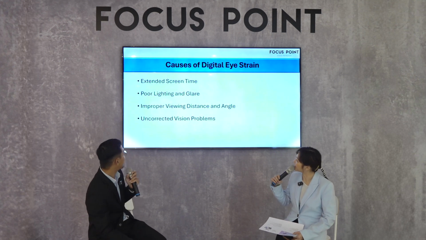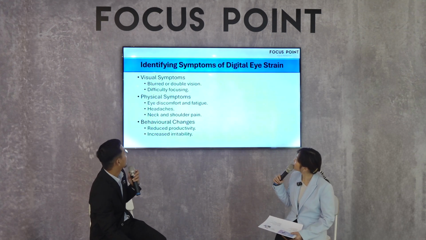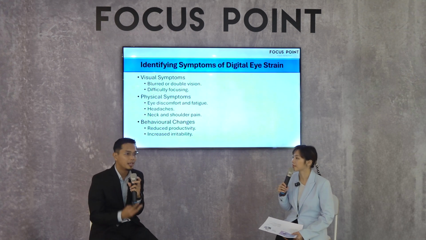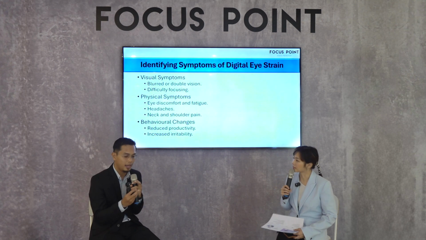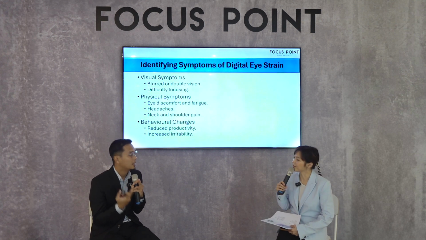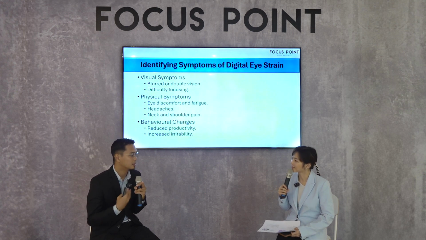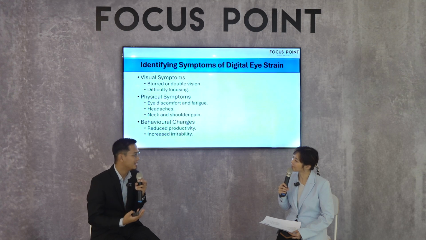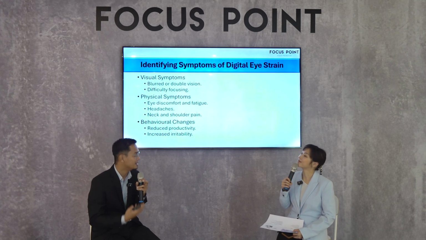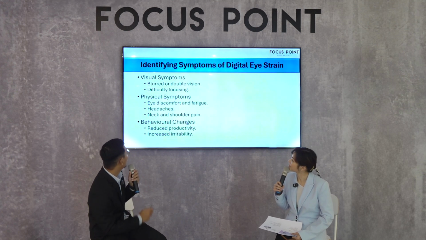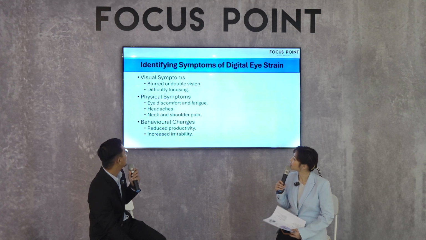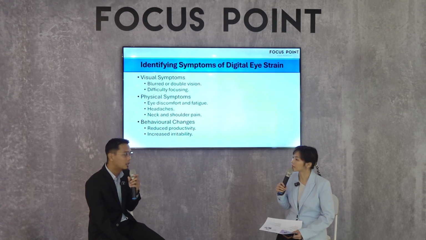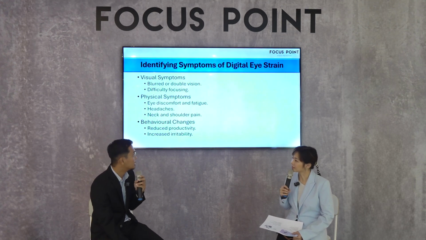So the digital eye strain symptoms can be classified into three: vision problems, physical problems, and also behavioral. People can sometimes become more easily irritated when they have digital eye strain. Looking at the first, visual symptoms: the customer may complain about blurred or double vision when they do a lot of computer work, or difficulty focusing.